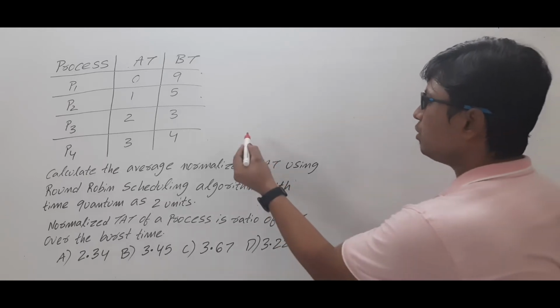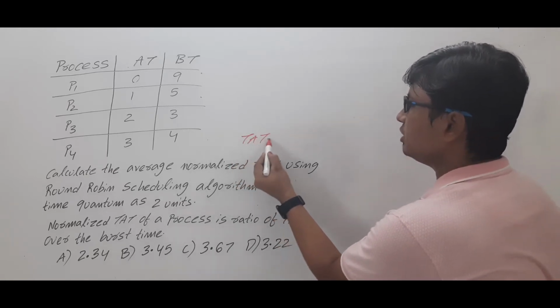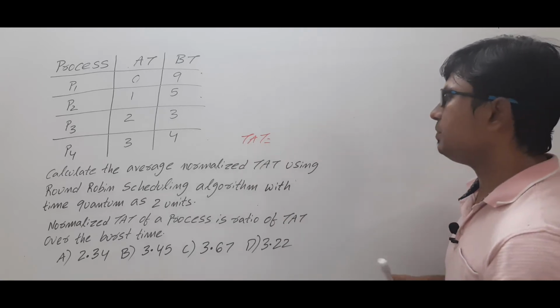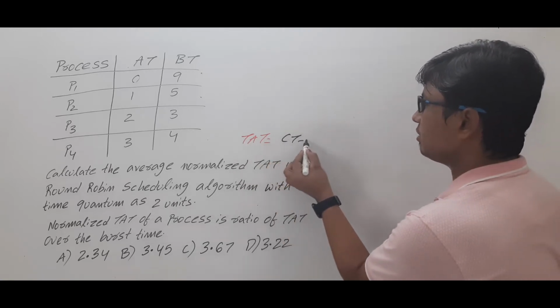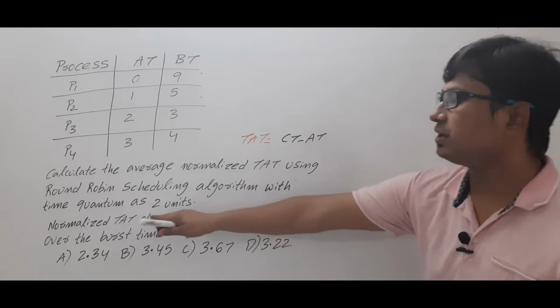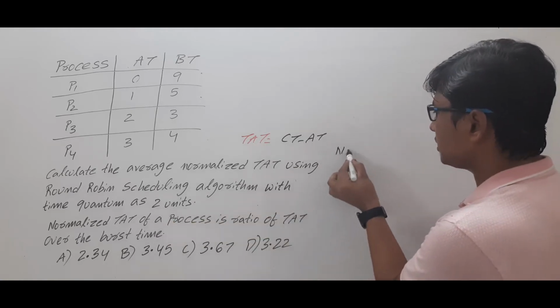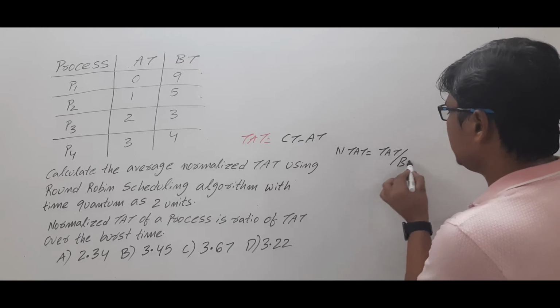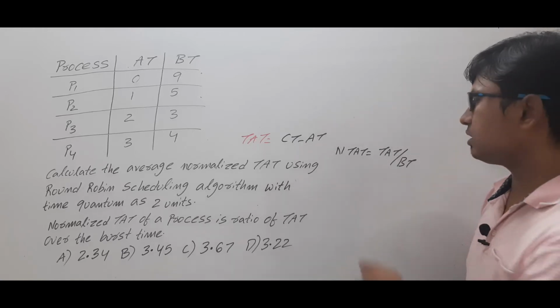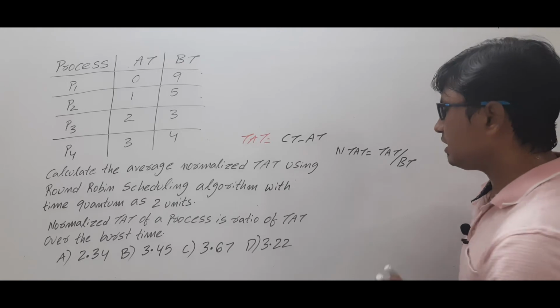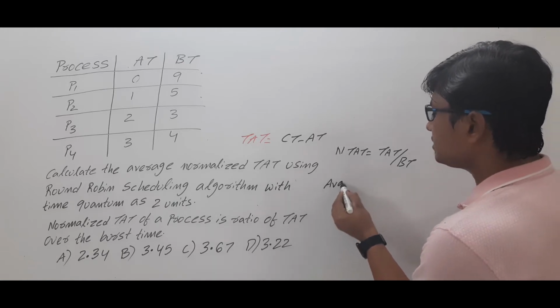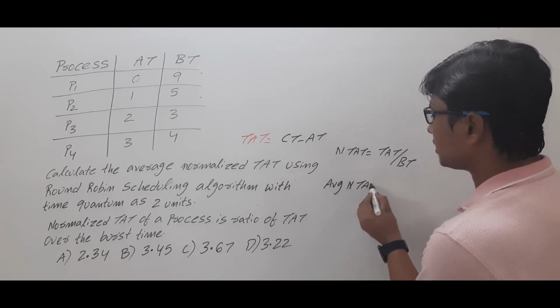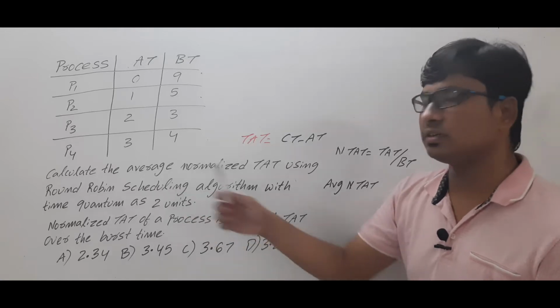We know how to compute the turnaround time of each process, which is completion time minus arrival time. But they have defined normalized turnaround time as turnaround time by burst time. If we can compute the normalized turnaround time of each process, we can easily compute the average normalized turnaround time. This is what they have asked. Is it clear?